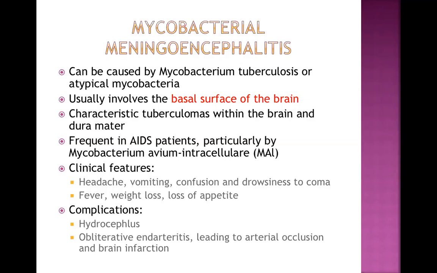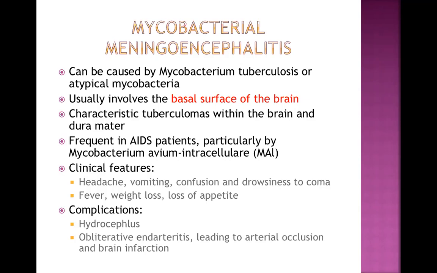Now, regarding the clinical features, there will be headache, vomiting, confusion, drowsiness, or coma. Fever may be there, and this fever is low grade fever, especially in the evening time, and there will be sweating along with fever. Patient will lose weight and have loss of appetite, which is a very common feature of any type of tuberculosis. Okay, any type, not only in tubercular meningitis. In any type of tuberculosis, these clinical features will be there.